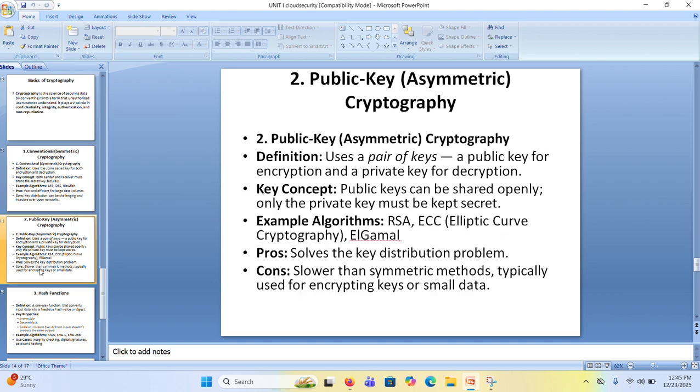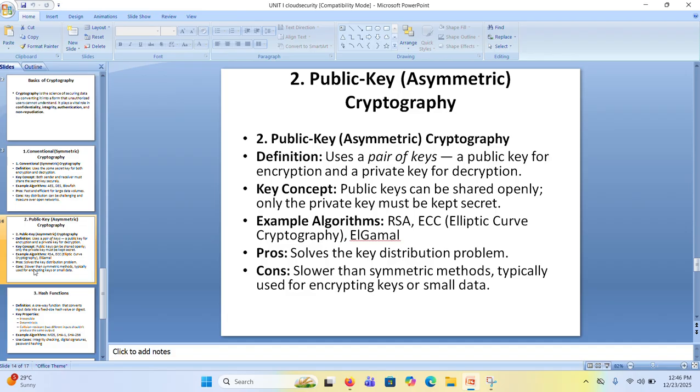In public key cryptography, we have a pair of keys: the public key for encryption and the private key for decryption. The key concept is that the public key can be shared openly, but the private key must be kept secret. Examples are RSA and elliptic curve, ElGamal, which solve the key distribution problem. Cons: slower than the symmetric method, typically used for encrypting keys or small data.